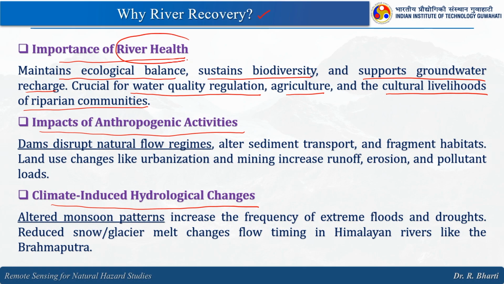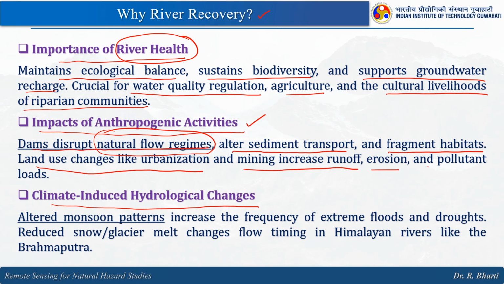When we talk about the impacts of anthropogenic activity, let's say dam construction in a particular river channel, it definitely disrupts the natural flow regime of that river, which alters the sediment transport and fragments habitats, right. Land use change like urbanization and mining increases runoff, erosion and pollutant loads, which also have a direct impact on the river health, right.